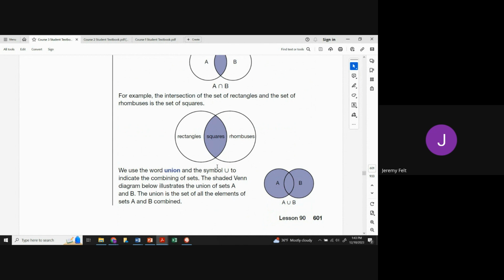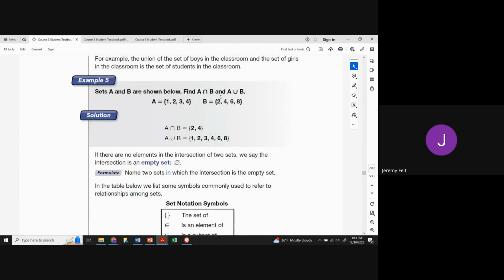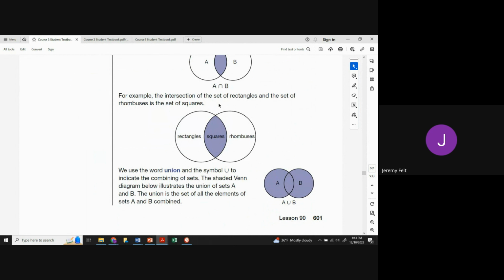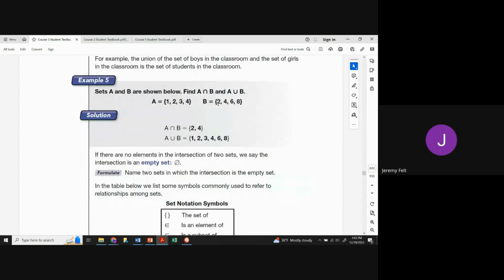Union is where we're joining A and B, or whatever we're talking about. So U for union, N for intersection. Again, a lot of symbols we'll go over more in class. A union, if we're including A and B.